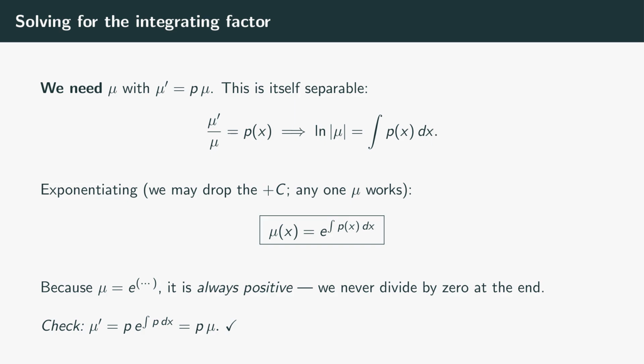Two nice features fall out. Because mu is e to something, it is always strictly positive, which means at the end, when we divide by mu, we never divide by 0. And you can check it instantly. The derivative of e to the integral of p is p times e to the integral of p, which is exactly p times mu. The defining property holds.